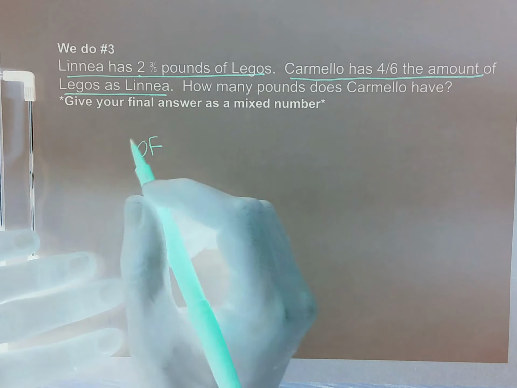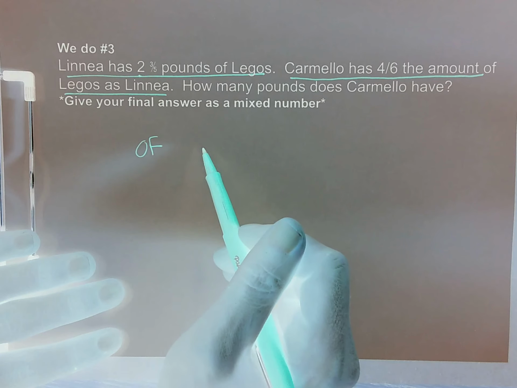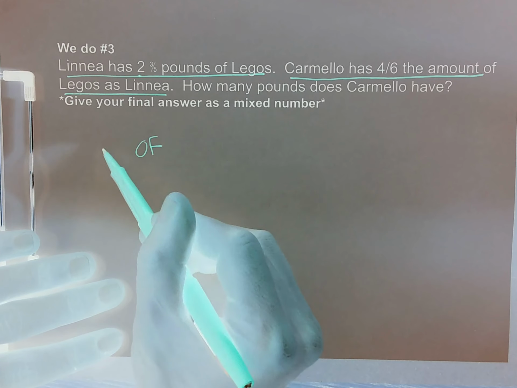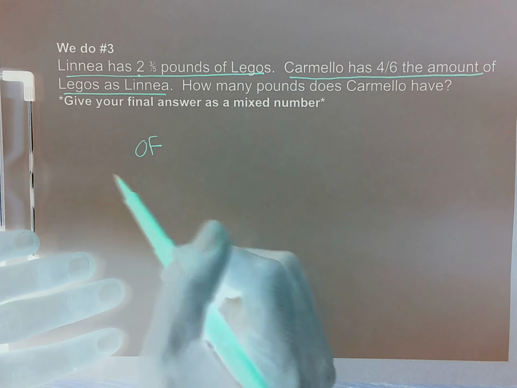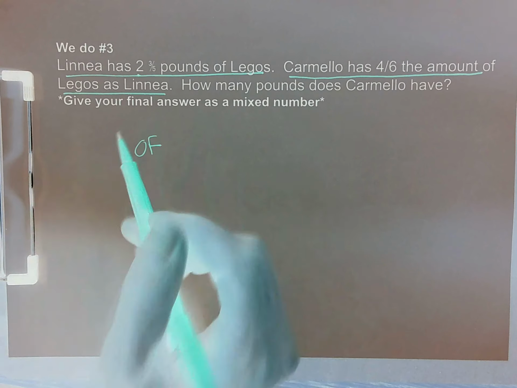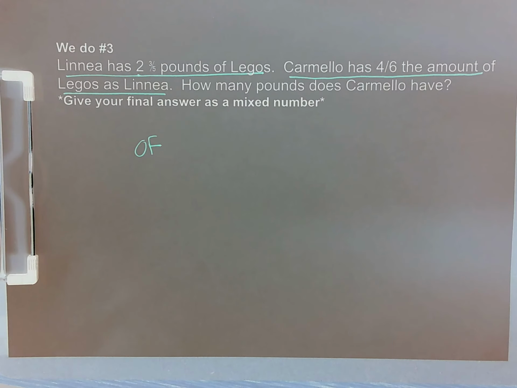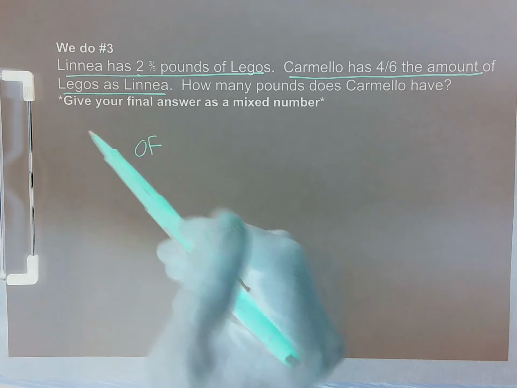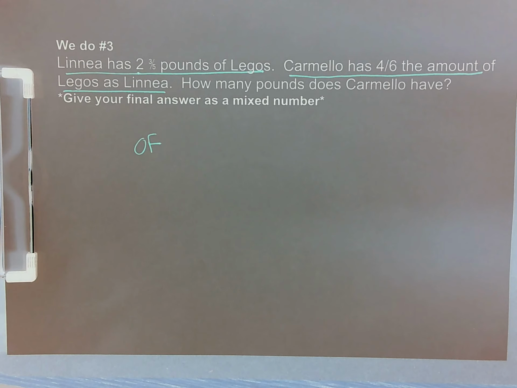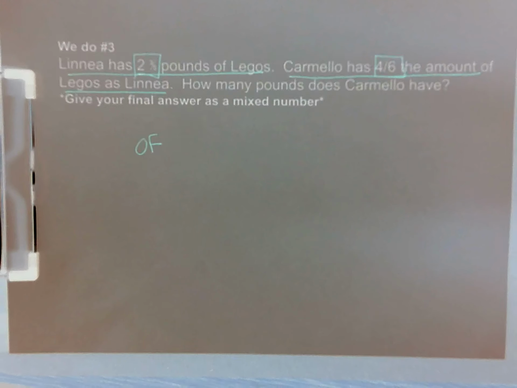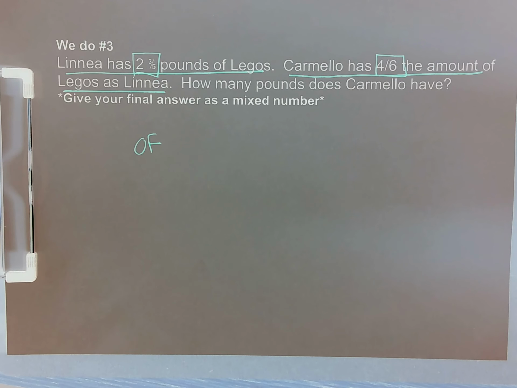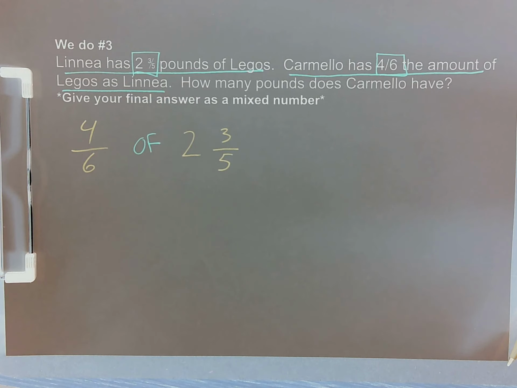So complete this. We are trying to find what of what? We're trying to find a part of the whole. Who has the part? Who has the whole? Carmelo or Linnea? Use that question to go ahead and write a fraction on each side of our of. Carmelo is the one who has a portion, a fraction of Linnea's whole. We're trying to find what is 4/6 of 2 3/5.